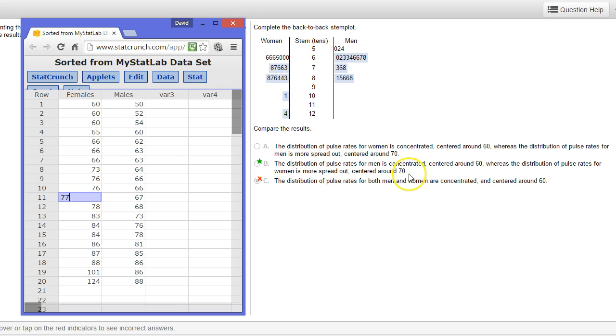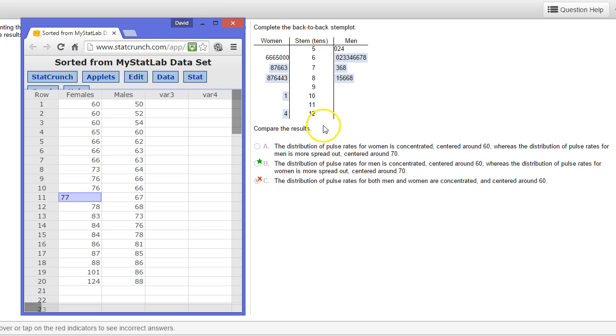All right, and then also the women's is more spread out, because we're starting from 60 and going all the way to 124. That's a gap of 64, whereas the men starts from 50 and extends to 88. So that's only a gap of 38. So the range in our data is much higher for women than it is for men. All right, a lot of that will become more clear with chapter 3 added in, and we can do it numerically, with numbers, rather than just staring at the distributions.